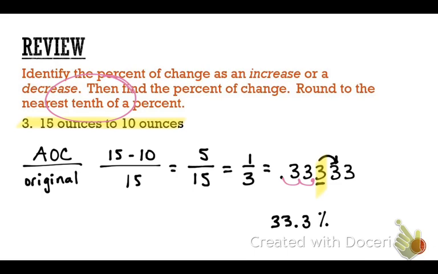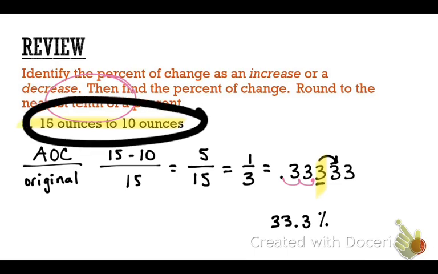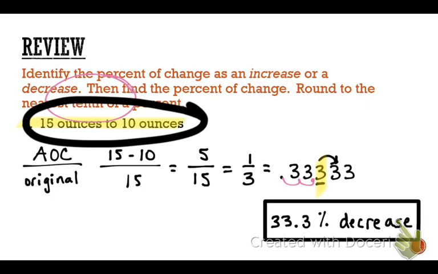Now, the final thing that it asks is, tell me whether it increased or decreased. Going back to this problem right here, something was 15 ounces. It ended as 10 ounces. Did it increase or decrease in size? It decreased. It got smaller. So my answer is 33.3% decrease.